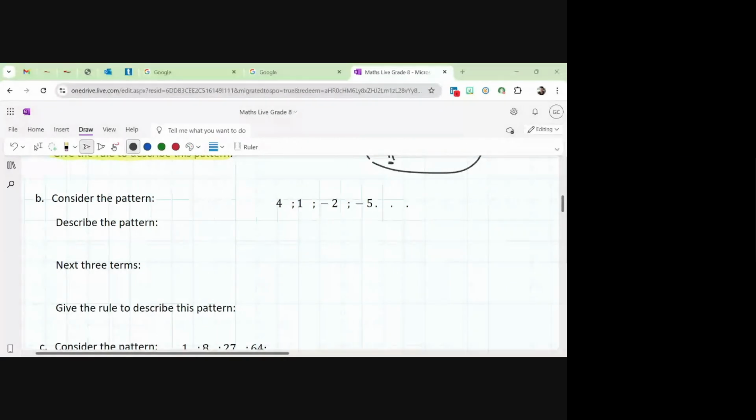Just going to take a screenshot of this. Move over here. See if you can do things a little bit differently. I feel like this will be much better.